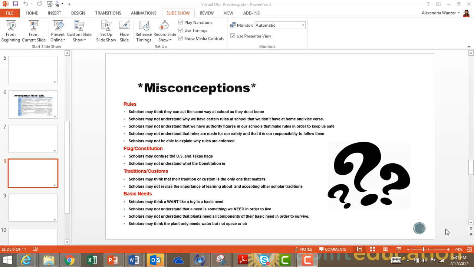Alrighty, next we're going to be talking about misconceptions. Because we are moving away from the one-size-fits-all lesson plan, this is going to be really, really important to look at. This slide is just a general overview of misconceptions that scholars might have during the unit. You can have more or less misconceptions, but it's important to look at these and figure out what misconceptions your scholars might have as you are getting ready to plan your lessons.